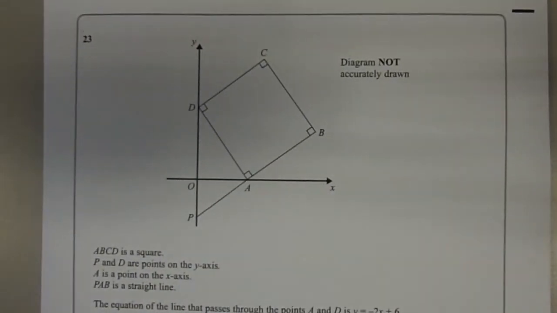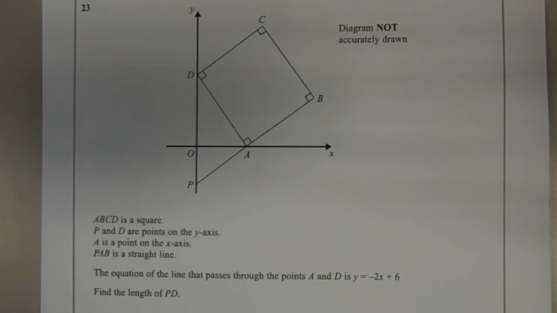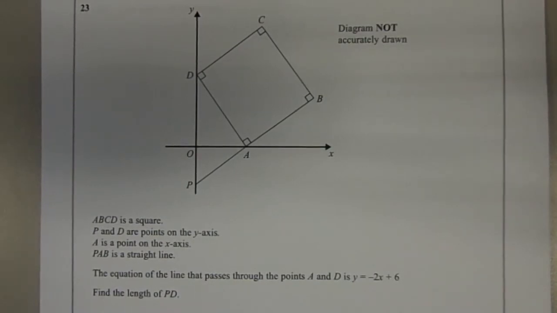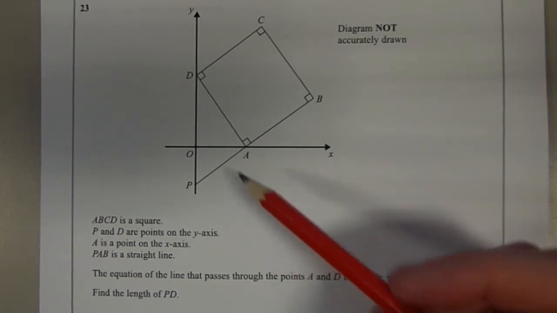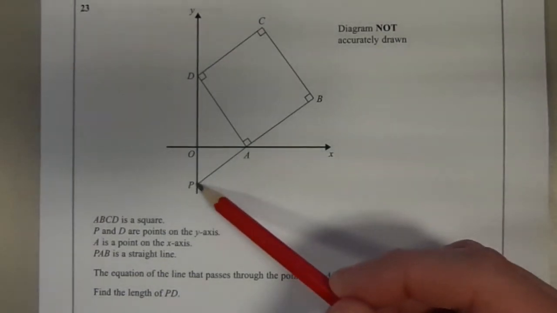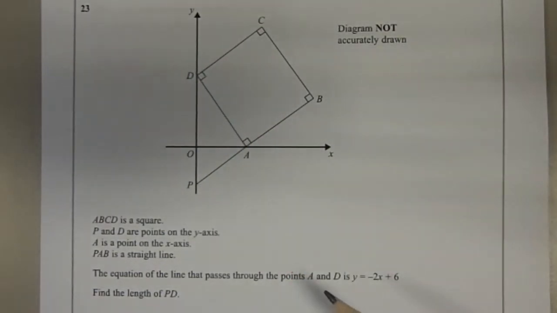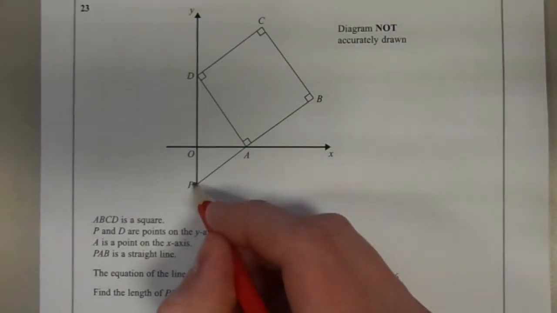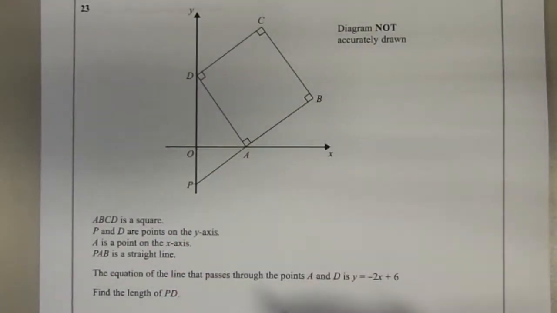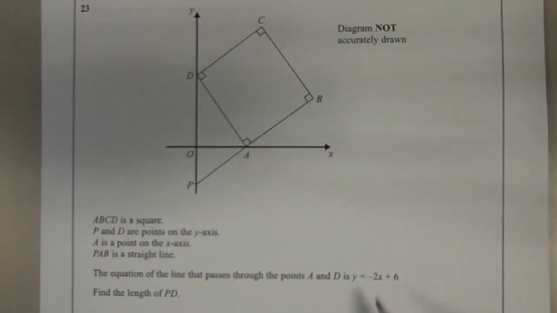Question number 23. We've got a sketch here of a square. What we've got to do is find the length of the line PD, which is the line going from here to here. Now in order to do that we need to know the coordinates of this point and the coordinates of this point. And we can find the coordinates of this point if we know the equations of some of these lines.